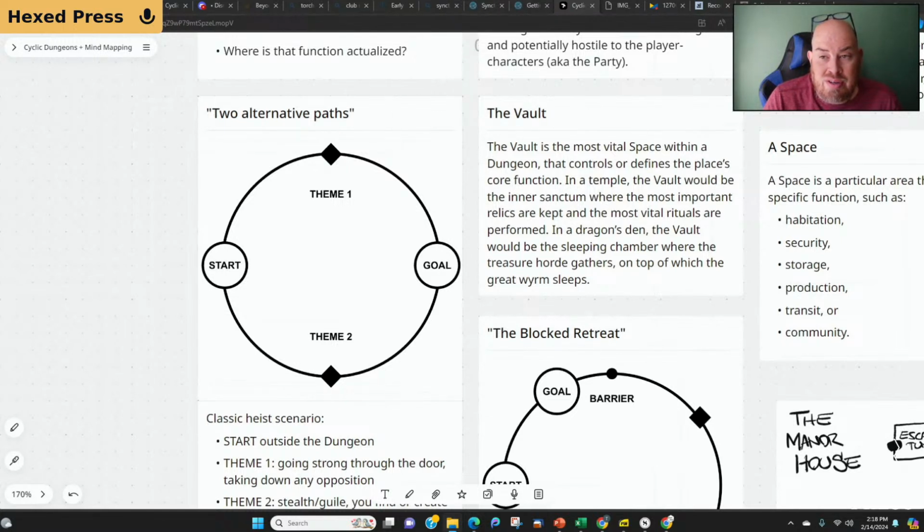Or there's this other way. And the other way is traps. There are no monsters down here, but there's all kinds of deadly traps.